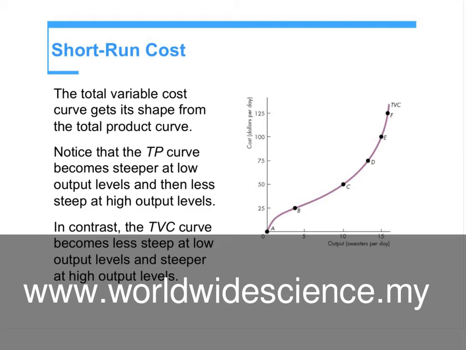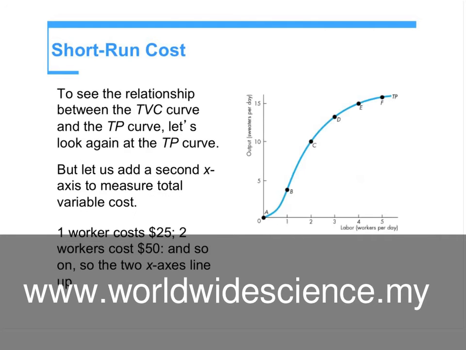And now, let's add a second x-axis in order to measure the total variable cost. So, one worker costs, let's say, $25 an hour. Two workers cost $50, and so on. So the next x-axis lines up. So now, we can replace the quantity of labor on the x-axis with the total variable cost.